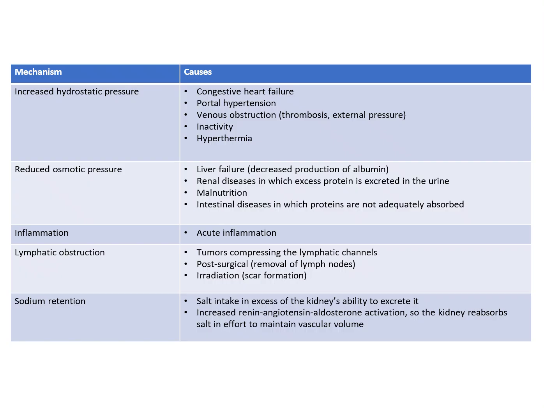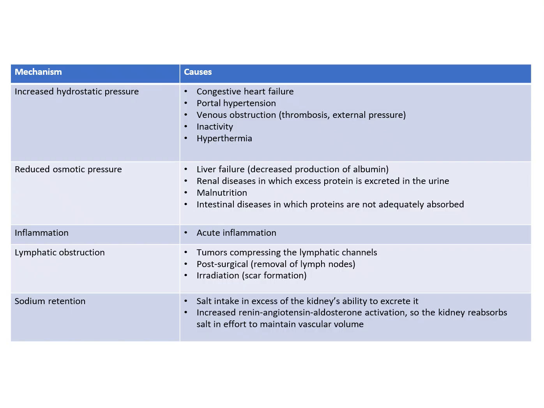Next up is lymphatic obstruction. Here, the issue isn't too much fluid leaving capillaries, it's failure of drainage. So causes include tumors compressing lymphatic channels, post-surgical removal of lymph nodes, or irradiation leading to scarring. These all result in lymphedema, which is firm, persistent, and progressive. The histology tie-in here would be chronic lymphatic obstruction leads to fibrosis and thickened tissues, not just fluid accumulation.